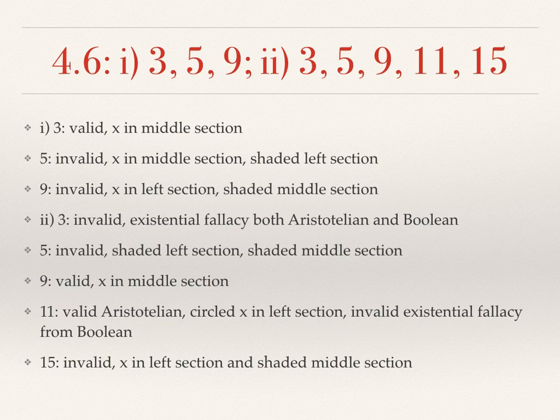We end up with an X in the left section for the first statement and the shaded middle section for the second statement. All right, that's it for this section. Now we're going to move on to the next section and start talking about categorical syllogisms.